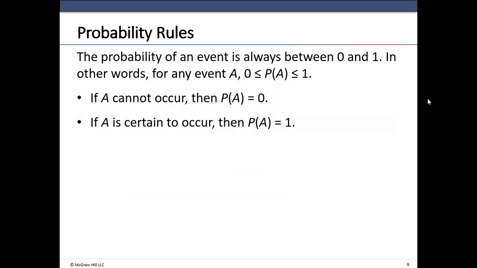If A, the event, cannot occur, then probability of A is 0. If A is certain to occur, then probability of A is equal to 1. For example, if we know it is going to rain today, then the probability of rain will be equal to 1.